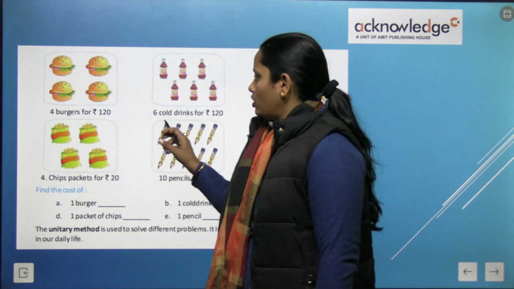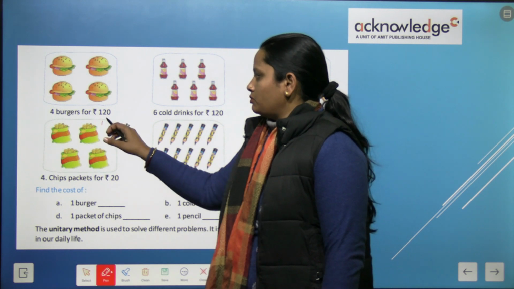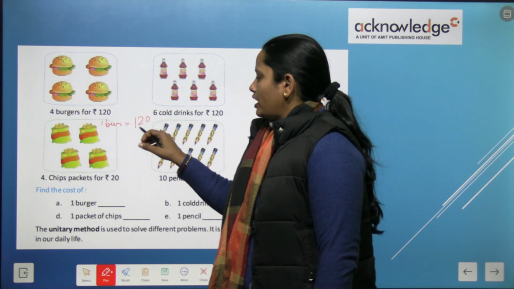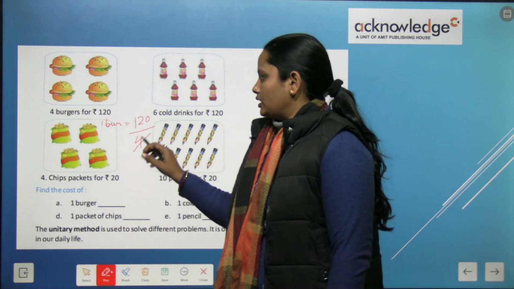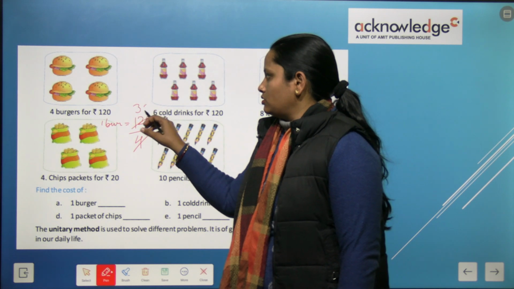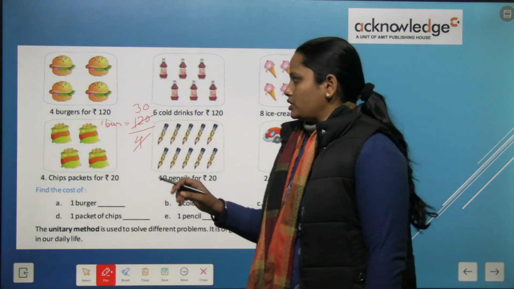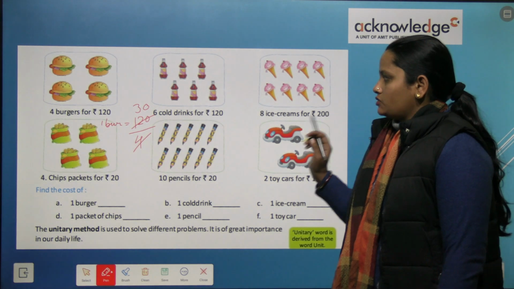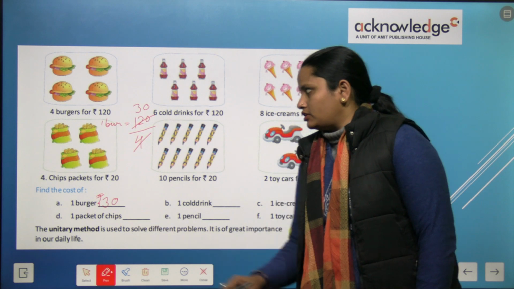So if 4 burgers cost rupees 120, so what will be the cost of 1 burger? For that what we do, we divide 120 by 4. 4 से हम 120 को क्या करेंगे, डिवाइड कर देंगे and what we will get, this will be the answer. So here the cost of 1 burger is 30 rupees. Similarly you can find the cost of each one of these and write it here, rupees 30.